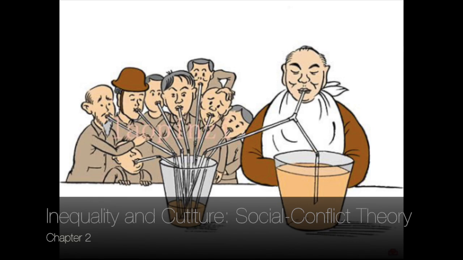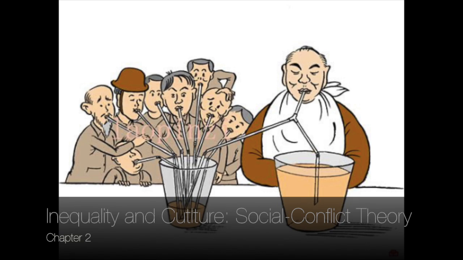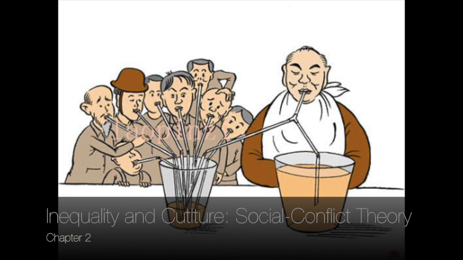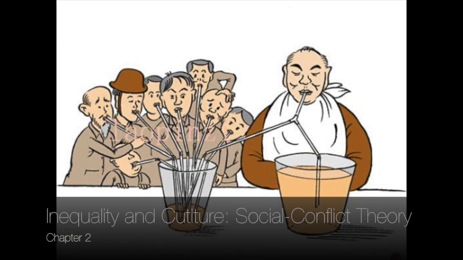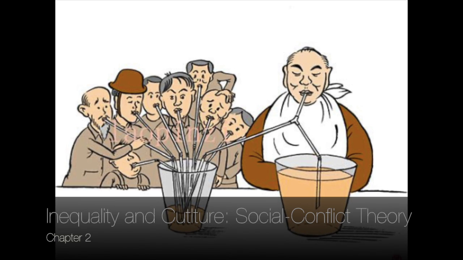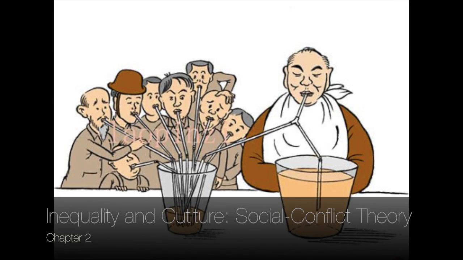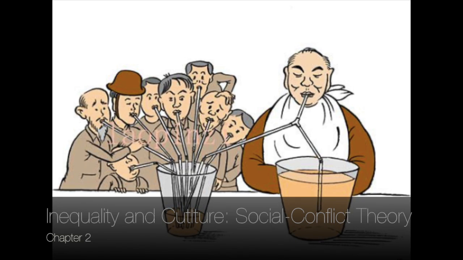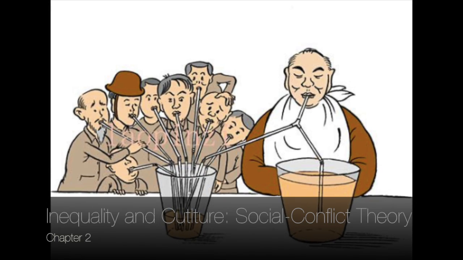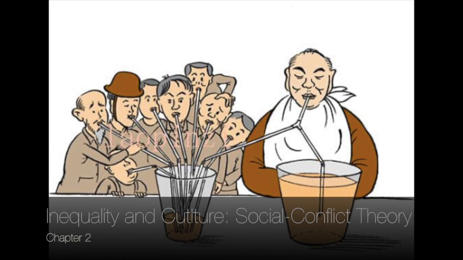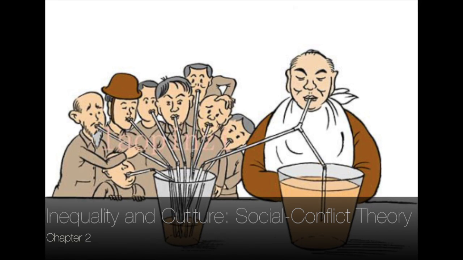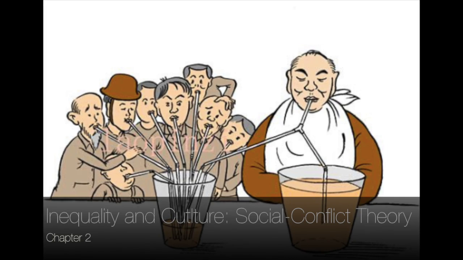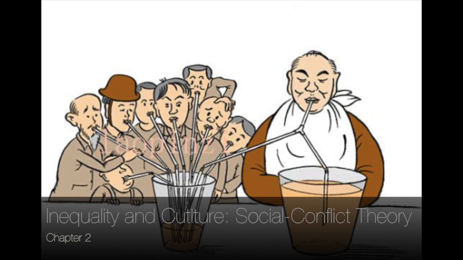My first theory here is from Chapter 2, Inequality and Culture, the Social Conflict Theory. As you can see in this picture, that demonstrates, I would suppose they are Chinese people. There to the left, you have 8 people with straws drinking from a small cup. And to the right, there is a very large man that has a very big cup, and he is also drinking off the cup that these 8 people are drinking off of.